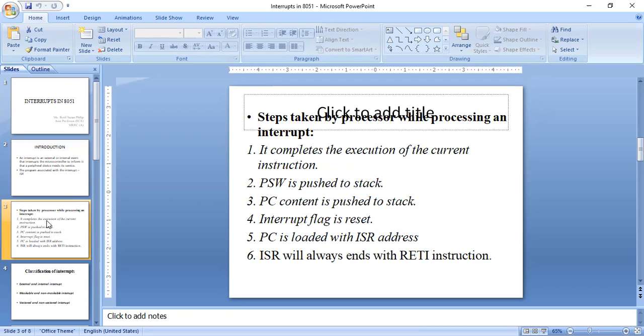Then the next step is the ISR. The interrupt service routine is a program, and that program is stored at some address. That address is loaded to the PC. Once the program address is loaded in the PC, the microcontroller starts executing that ISR. At the end of the ISR, there is always an instruction known as RETI, return interrupt. Once this RETI instruction is there in the program, it will return to the main program.